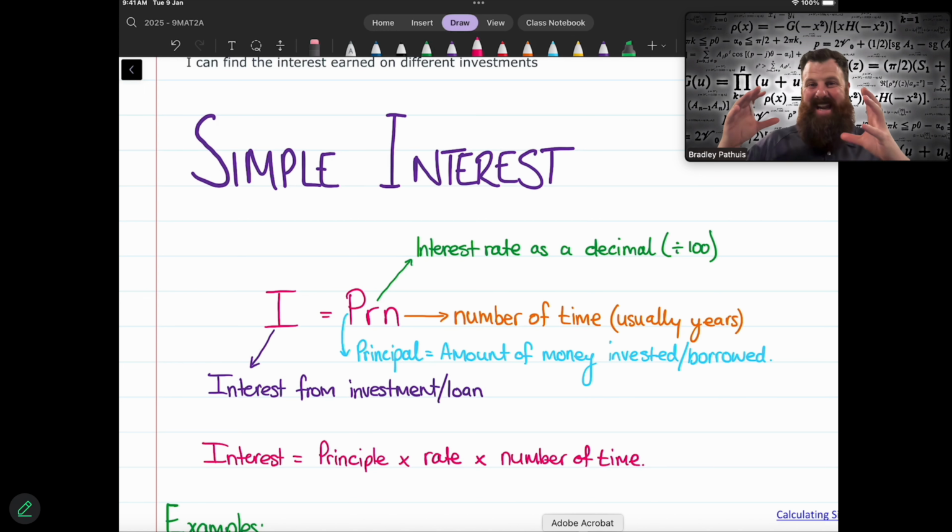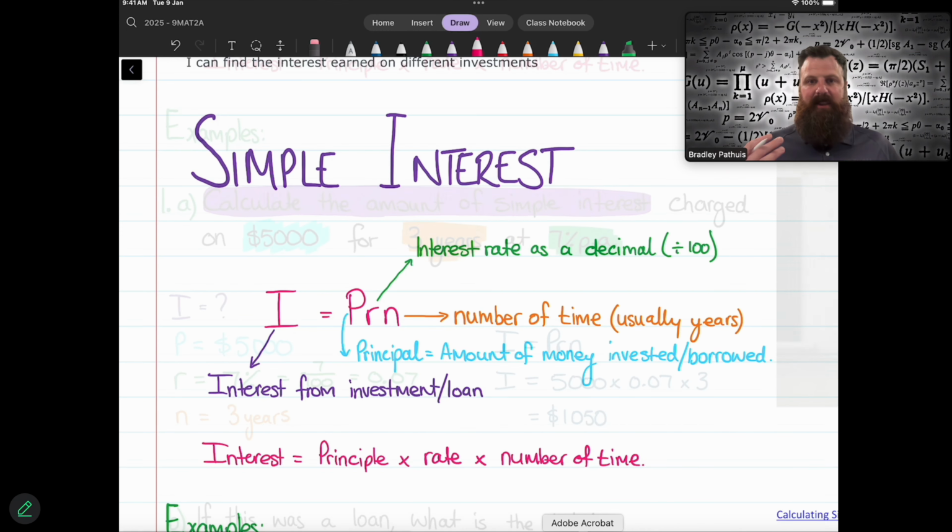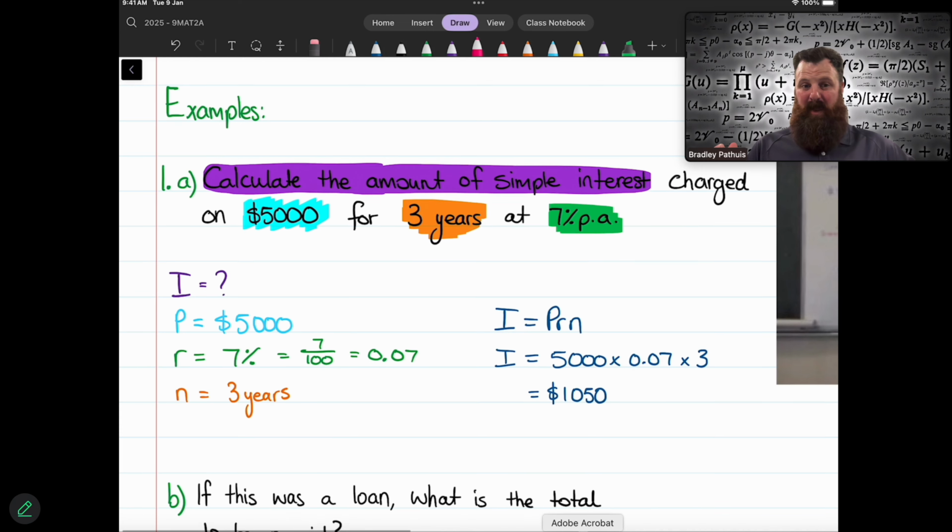And finally, there's that N at the end of the formula, and N stands for the number of years or number of time periods that I've invested my money into this account. So let's jump into an example. I've color coded it for you here.